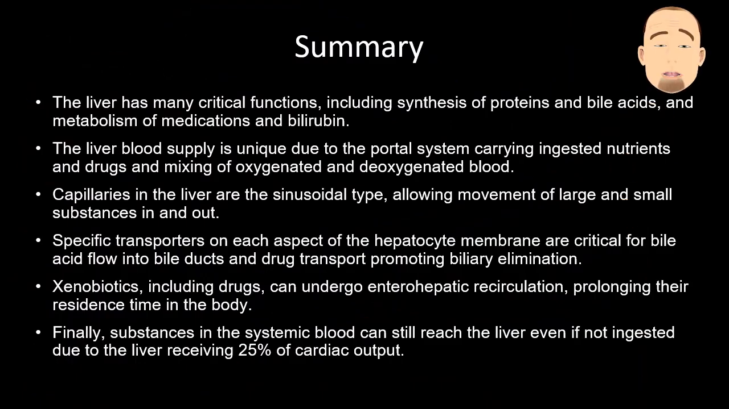So to summarize, the liver has many critical functions, including synthesis of proteins and bile acids and metabolism of medications and bilirubin. The liver blood supply is unique due to the portal system carrying ingested nutrients and drugs and mixing of oxygenated and deoxygenated blood. Capillaries in the liver are the sinusoidal type, allowing movement of large and small substances in and out. Specific transporters on each aspect of the hepatocyte membrane are critical for bile acid flow into bile ducts and transport of drugs, promoting biliary elimination.